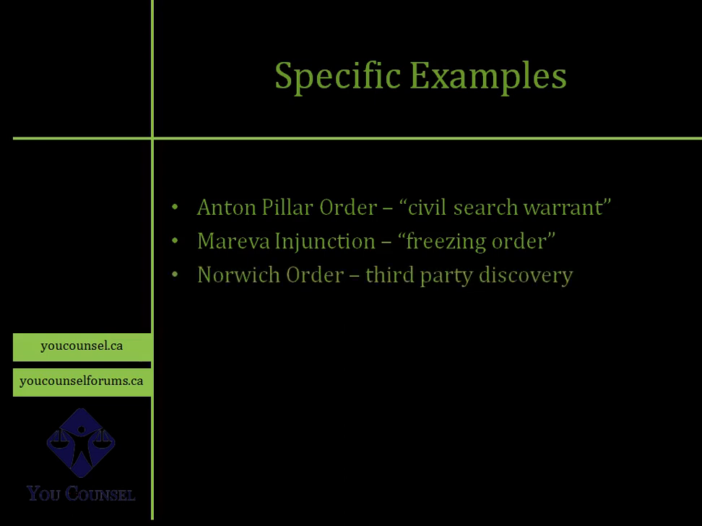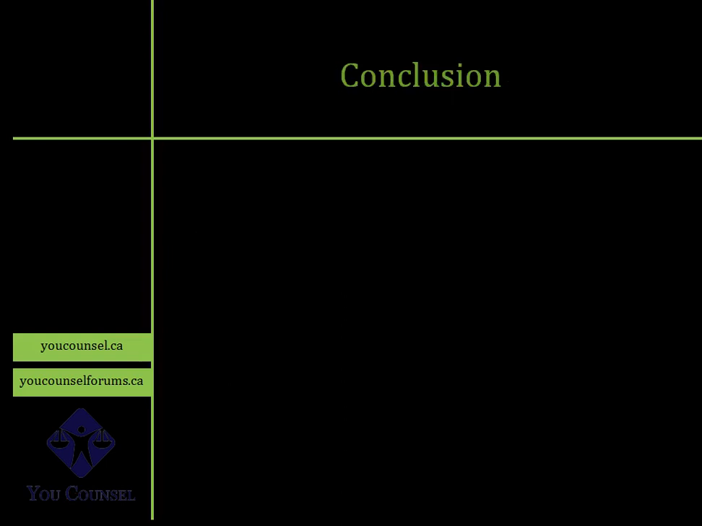Another example is the Norwich order, which is an order that allows you to conduct discovery of third parties. An example for that would be, let's say it's a defamation case where someone on the internet made some defamatory remarks, you don't know who the person is, but the ISP, the internet service provider, can trace that person because of the IP address and obtain the name of that person. Then you can get a Norwich order compelling that ISP, who is not a party to your litigation, to produce the name of that person. So that's called a Norwich order. And these are some of the common examples of injunctions that people ask for in civil cases.